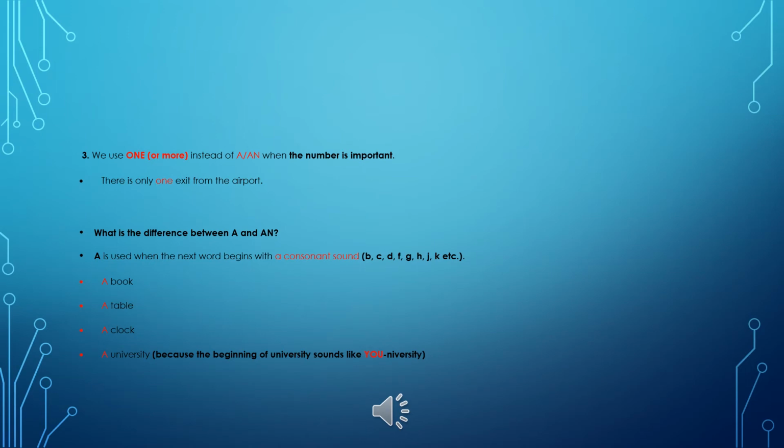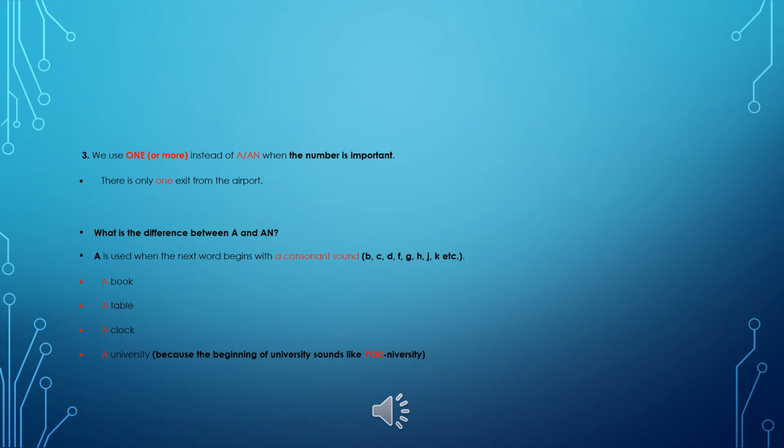Now we use one or more instead of a and an when the number is important. For example, there is only one exit from the airport. Okay, so here number one is important. We use only one, and again there is no a and no an. There is only one exit from the airport.